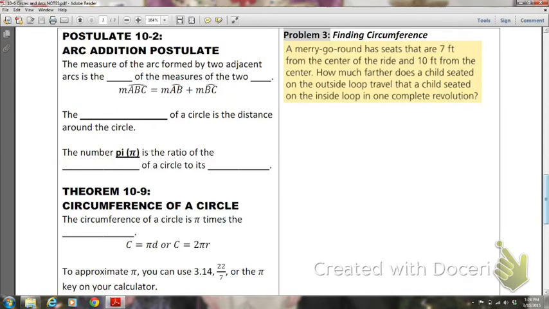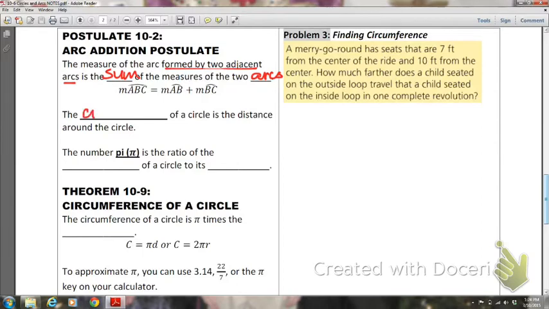On our second page of notes, there's a postulate, which is the arc addition postulate. It states that the measure of an arc formed by two adjacent arcs is going to be the sum of the measures of those two arcs.